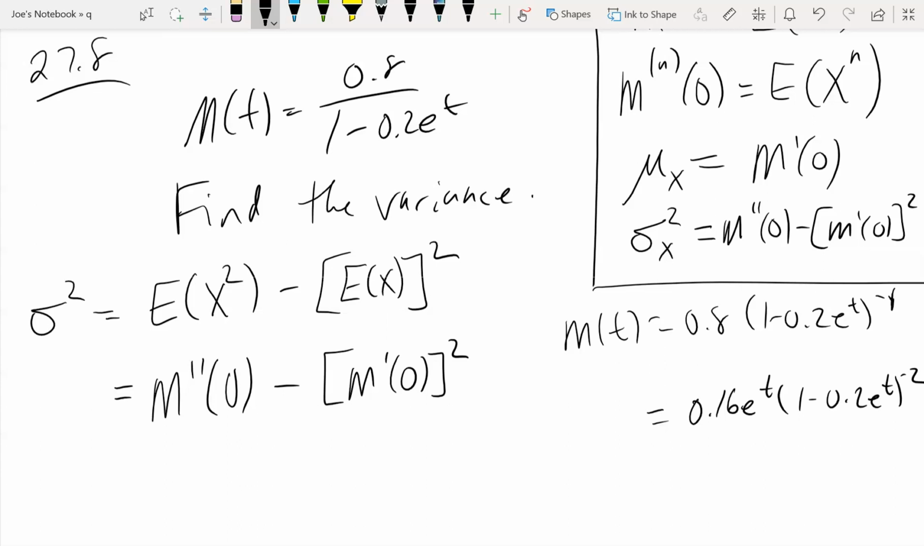You bring the negative down in front, right? Make it a -2, and then I have to take the derivative of the inside, which is negative 0.2 e to the t.